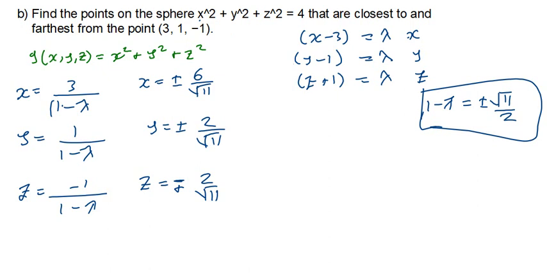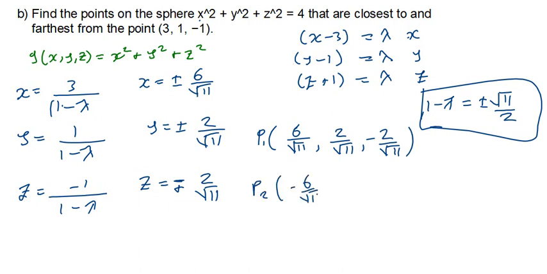So now the points that I have for x, the highest value, here are the coordinates. Let me say for example p1 is going to be, when I pick for x, 6 divided by the square root of 11, comma, for the y, 2 divided by the square root of 11, comma, the z is going to be negative 2 over the square root of 11. Then for p2, that would be minus 6 divided by the square root of 11, comma, minus 2 over the square root of 11, comma, positive 2 over the square root of 11. So these are the points that we have.